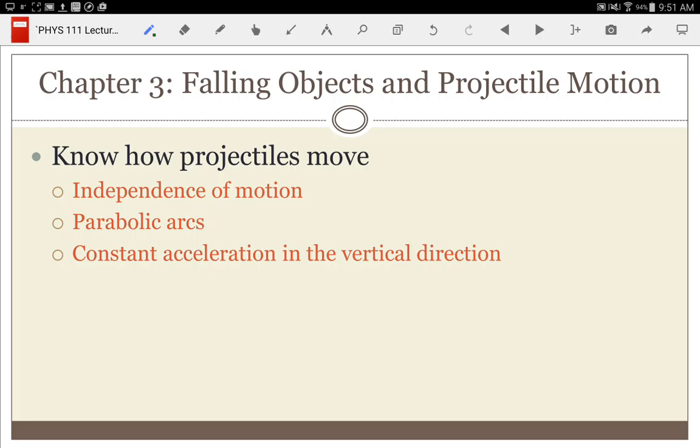All right, chapter 3, falling objects and projectile motion. Now, I was talking a little bit about projectile motion when I was talking about the jumping of a basketball player, but I didn't get specific. When a basketball player jumps, he usually isn't jumping straight up. He's jumping horizontally and up. What is his acceleration going to be in the horizontal direction?